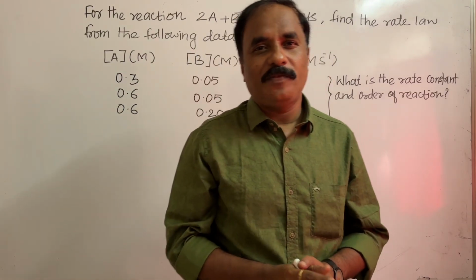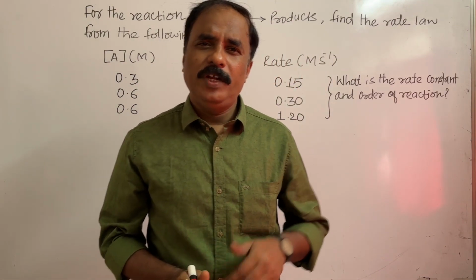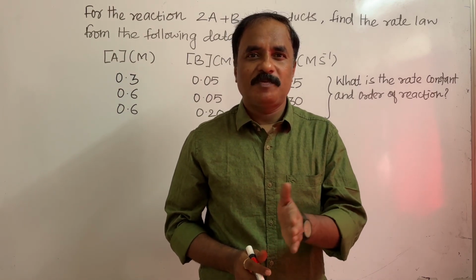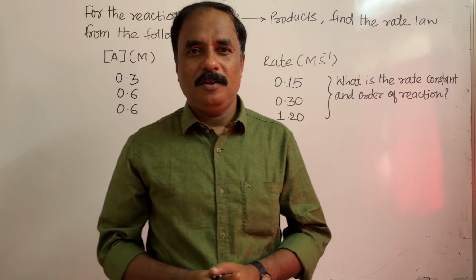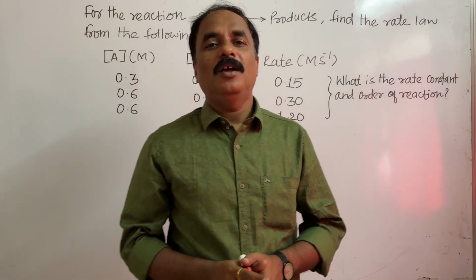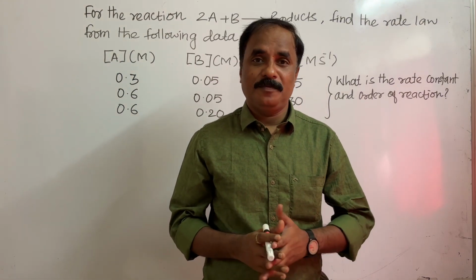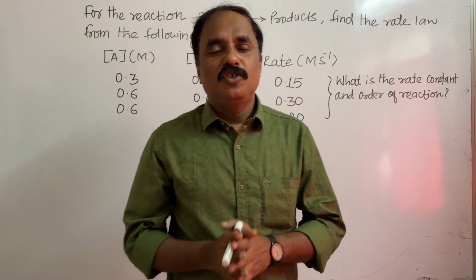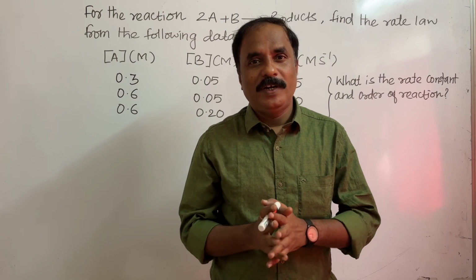In this video lecture of chemical kinetics, today we will see how to find out the rate law and order of reaction from experimental evidence. On the basis of given data, on the basis of experimental observation, we can find out the rate law and order of reaction. So to understand this, watch this video till the end.